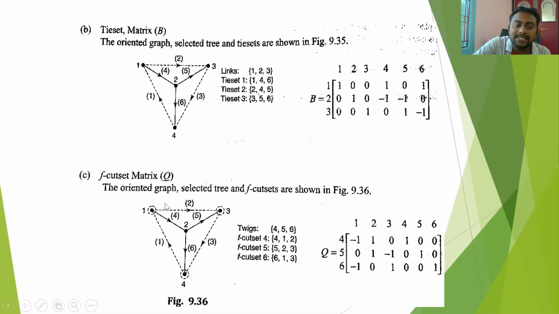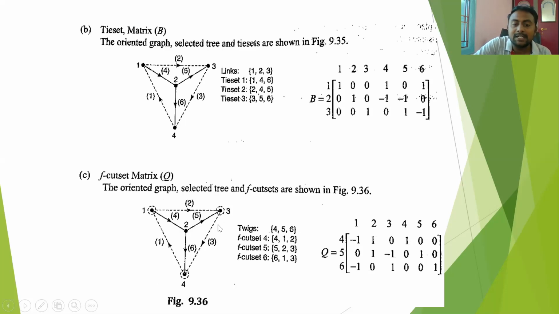Always the cut set direction and the twig direction must be the same. So if I consider the fourth element direction, the second element is following the same, the first element is opposing. For opposing we place minus 1. So for 1 I place minus 1, for 2 I place plus 1, for 4 I place plus 1.